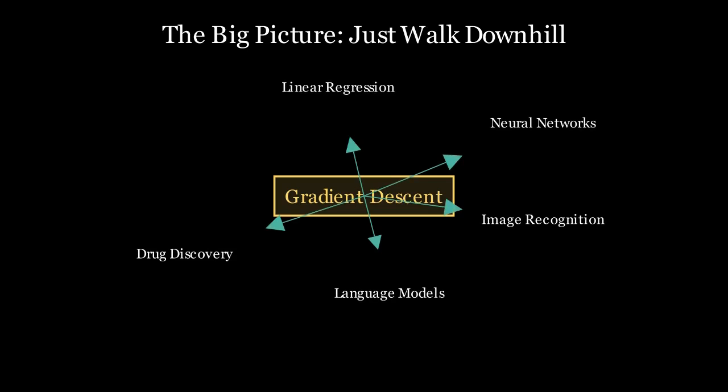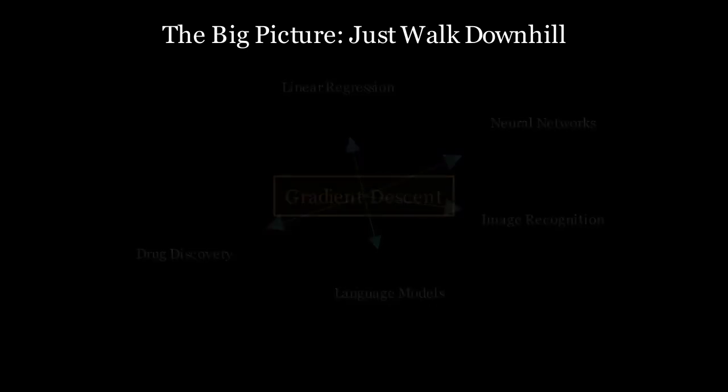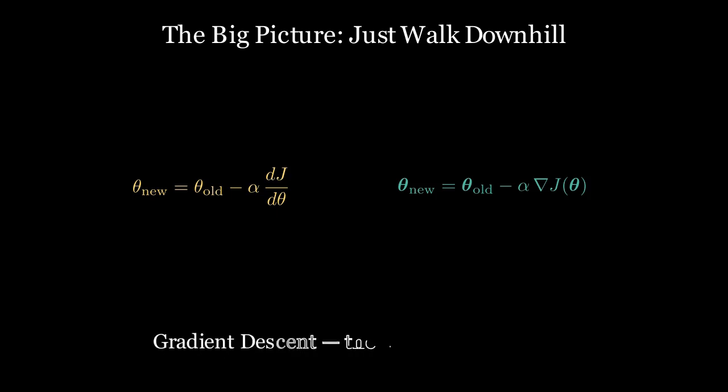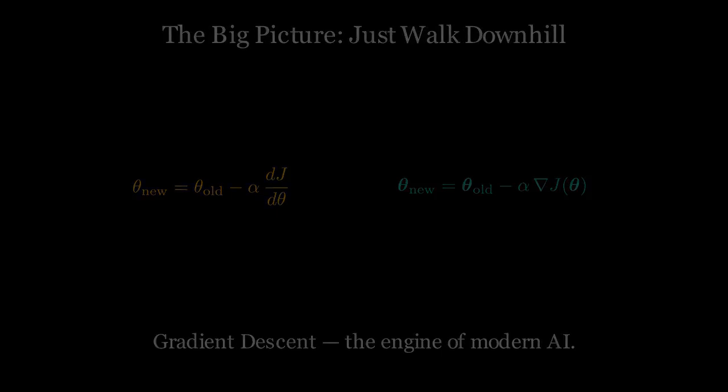This one idea, compute the gradient, step opposite, is the foundation of linear regression, deep neural networks, image recognition, language models, and drug discovery. The deepest insight isn't mathematical. You don't need to see the whole landscape. You just need to know which way is downhill, right where you stand, and take one small step. Repeated thousands of times, that act of walking downhill is enough to teach a machine to see, to speak, and to reason.